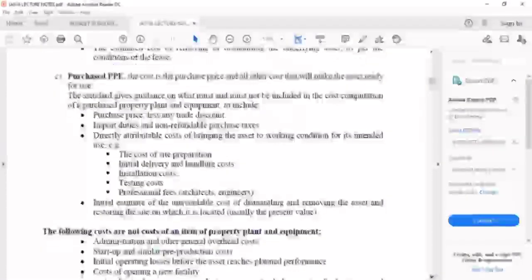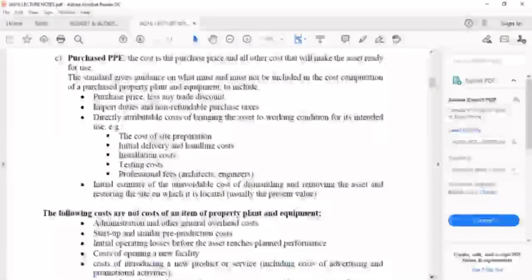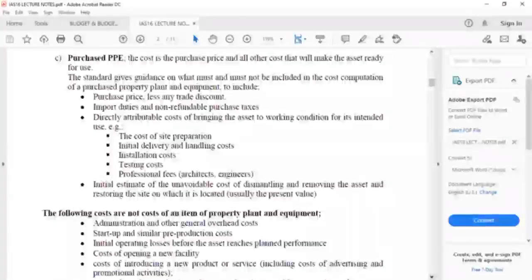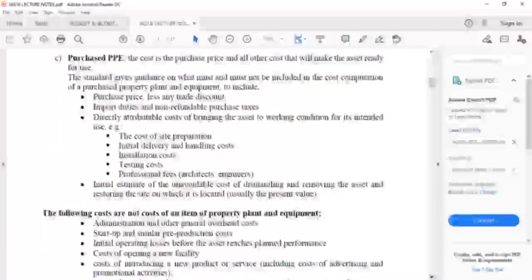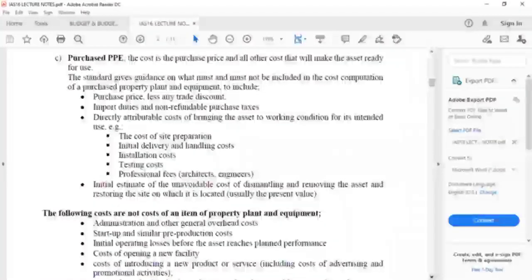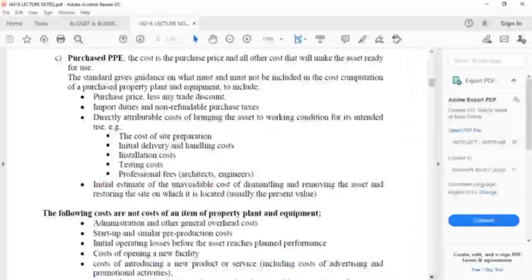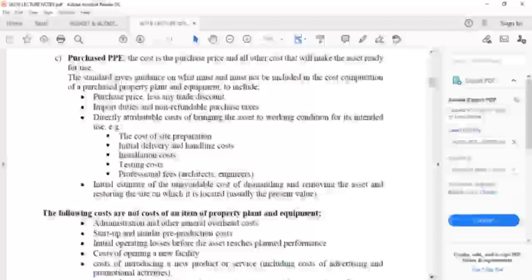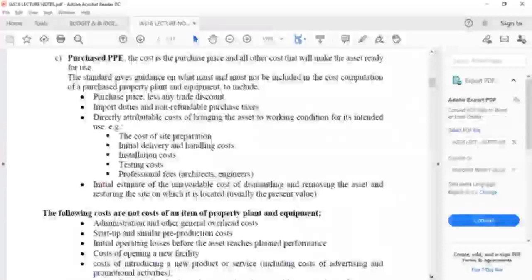The following costs are not cost of an item of property, plant and equipment. The first one is administration and other general overhead costs. Now you are paying salary to the workers. How is the salary related to the acquisition of property, plant and equipment? It has no relationship. You are buying stationery. What is the relationship between purchase of PPE and stationery? No. So those costs cannot be added to the cost of the asset.